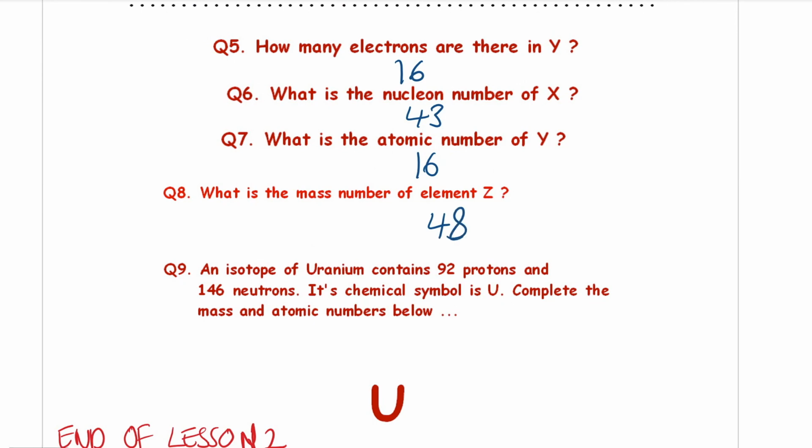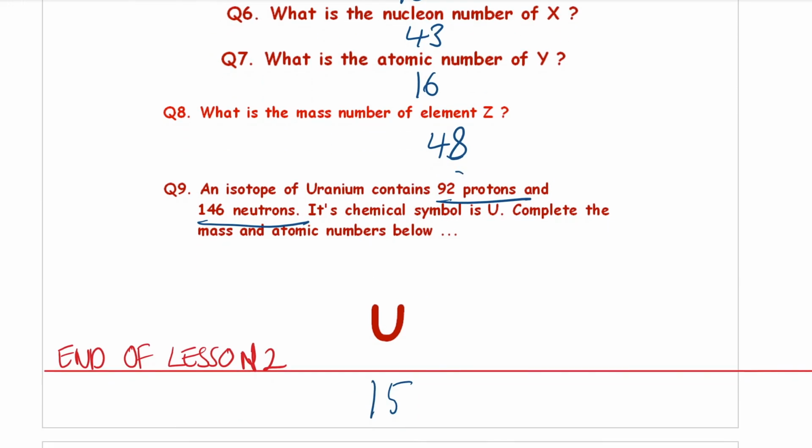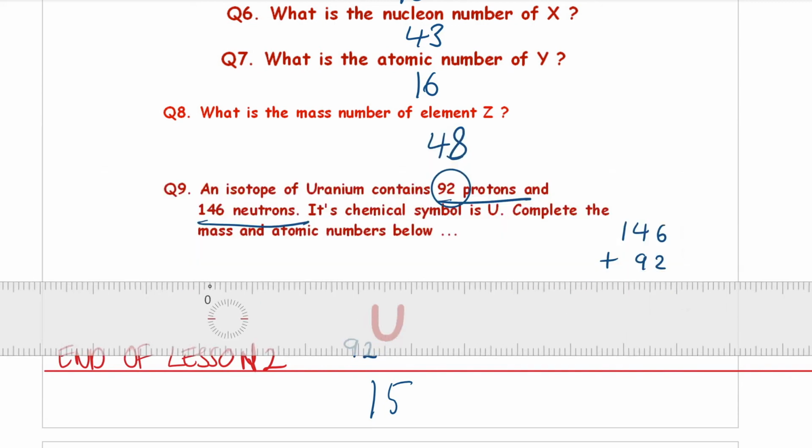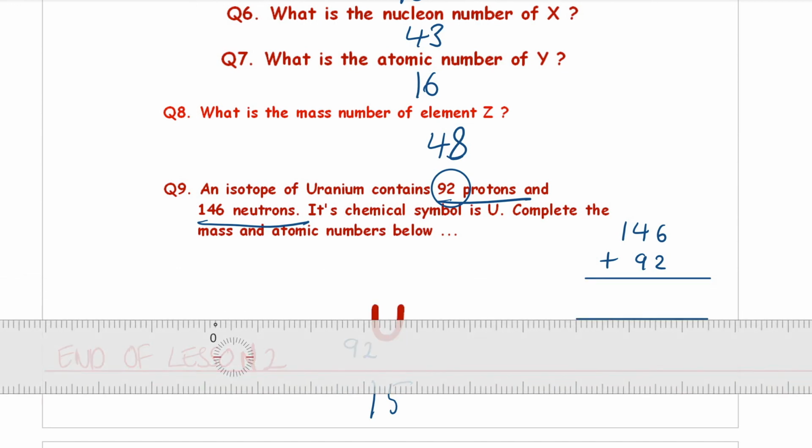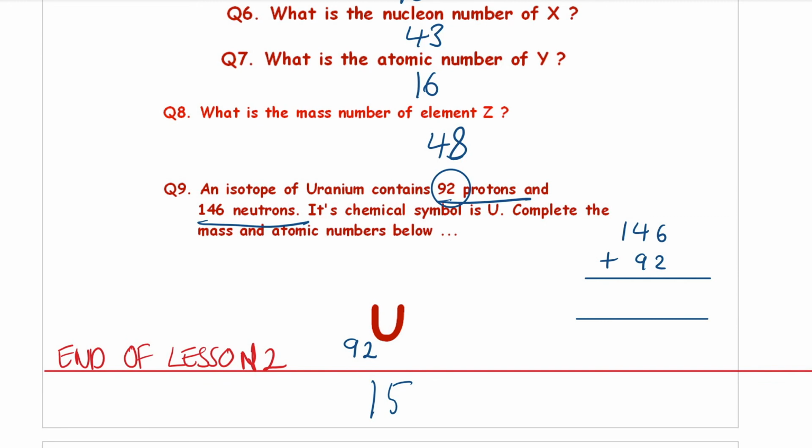And finally, an isotope of uranium contains 92 protons and 146 neutrons. Its chemical symbol is U. Complete the mass and atomic numbers below. So we've got 92 protons. That goes on the bottom. So the number on the top, we'll have to do a quick bit of maths. 146 plus 92. Get my ruler. I could use a calculator for this, couldn't I? We'll do it two ways.